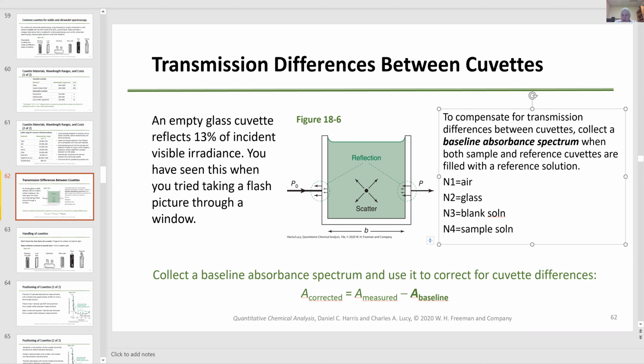So when you change from blank to sample, does the air refractive index change? Just for giggles? No, right? How about the glass? Does the glass refractive index change? No, exactly. Okay, so now when you change from blank to sample, does the blank solution refractive index change when you switch to sample solution?